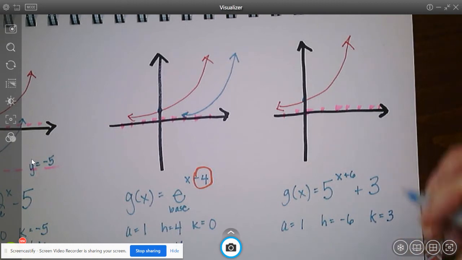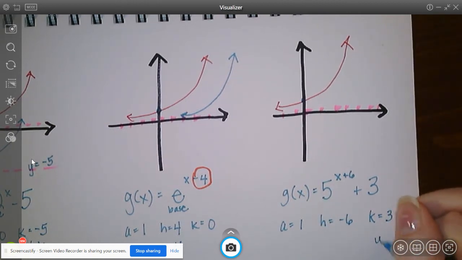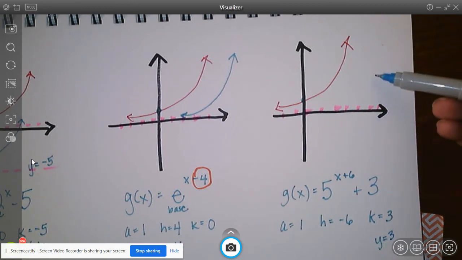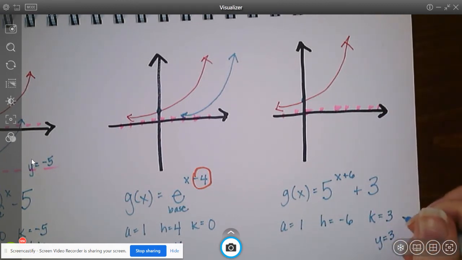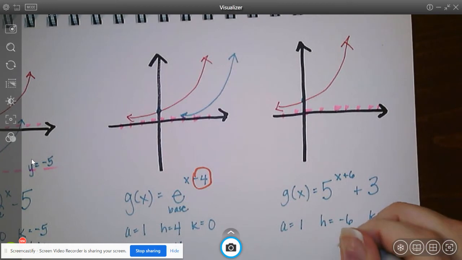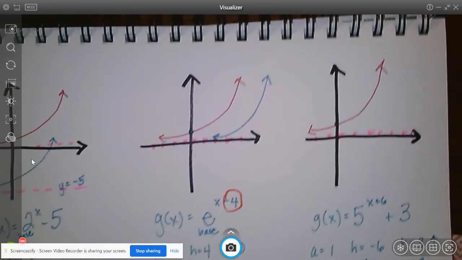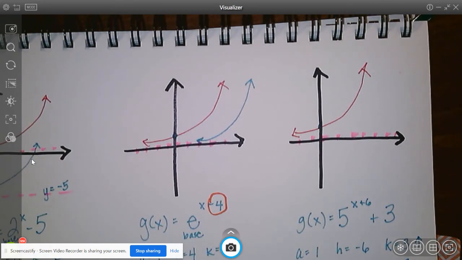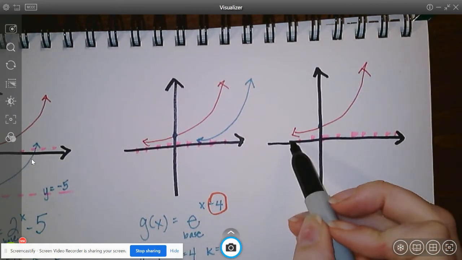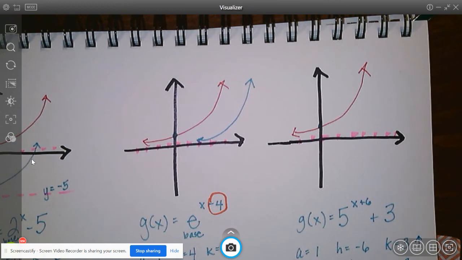So right away, I know my asymptote is going to be y equals 3. So that means this whole asymptote is going to shift up. So this is a shift up 3. This is a shift left 6. All right, so if I'm going to draw this, and again, remember, you don't have to draw these. I'm just showing these to you, and you won't have to draw them on big ideas either. I'm just showing these to you so that you can kind of get a gist of where the graph is moving.